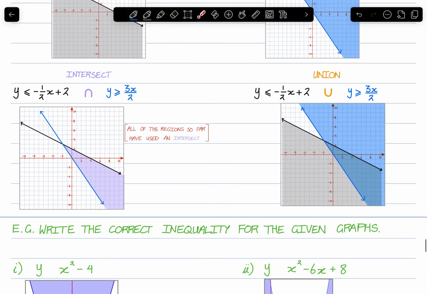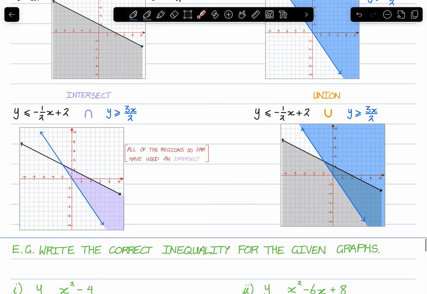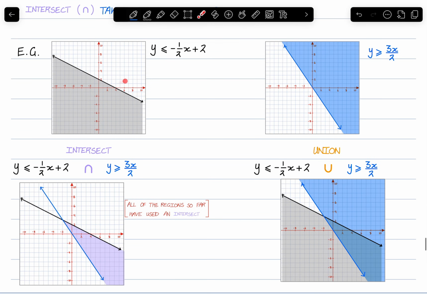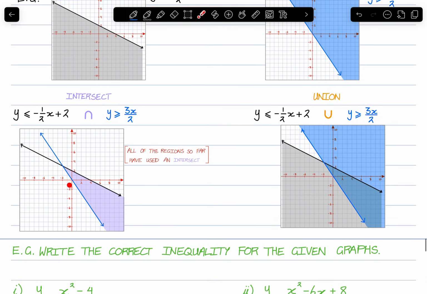If I were to take the intersect of both, I only take what is common to both of them. So in this case, you need to try and imagine it here. If I were to draw the line, it would be like this. That region that I'm highlighting in red is common to both of them, hence why I'm shading just this one.